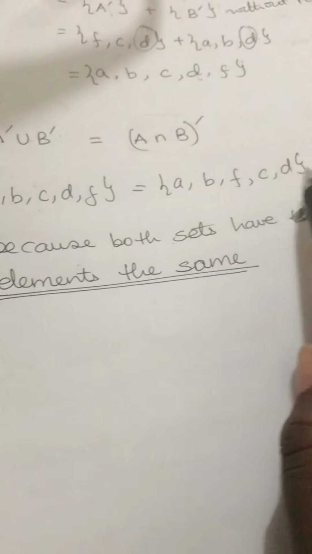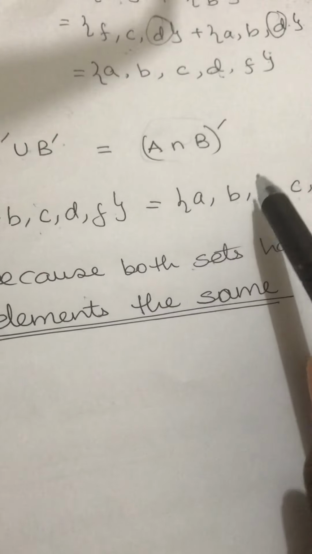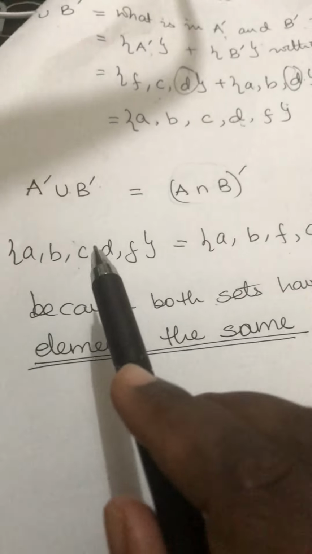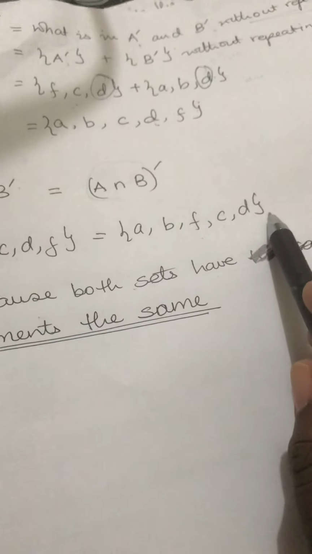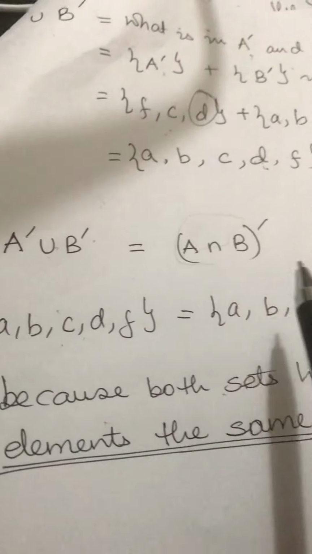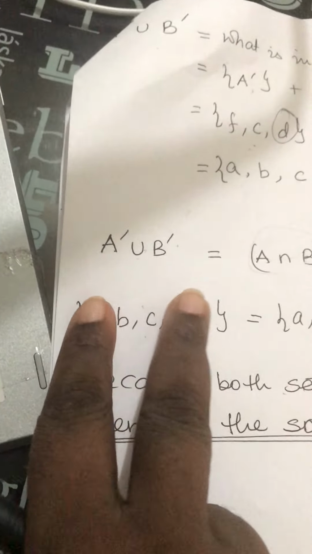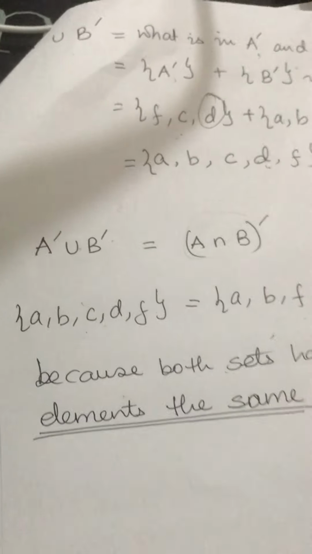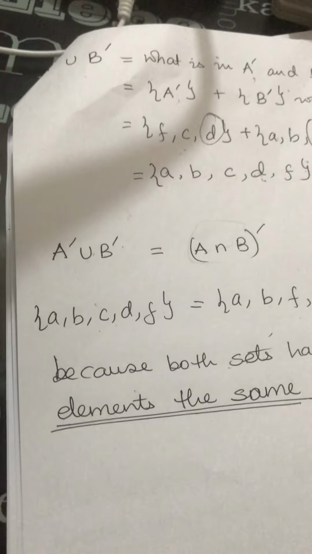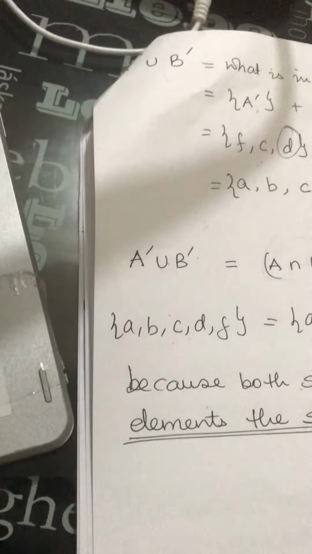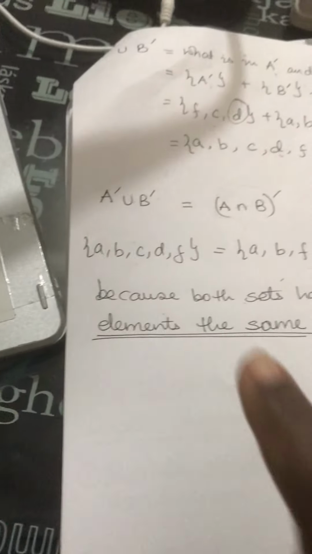All the elements in here are the same. There is A in both, there is B in both, there is C in both, there is D in both, there is F in both. Even though they are not in the same order, as long as whatever is in here is here, then it is equal. Equal means everything is the same. So that is what De Morgan's law is.